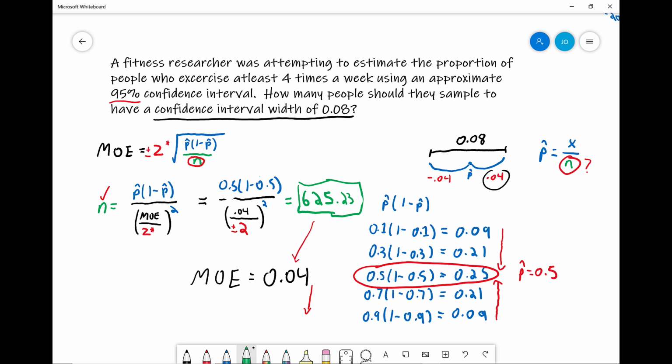So for whatever decimal we have when trying to find our sample size, what we're always going to do is round up. We're always going to round up whatever decimal we have. So if we do end up with a decimal, in this case, if we did, we should have sampled 626 people.